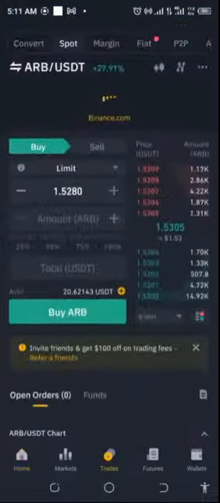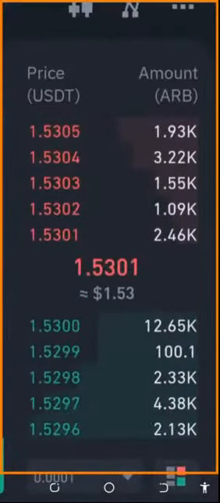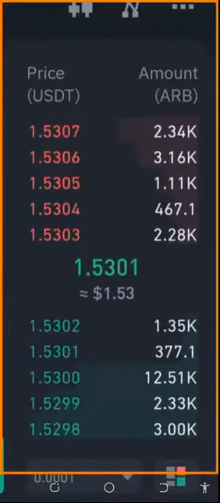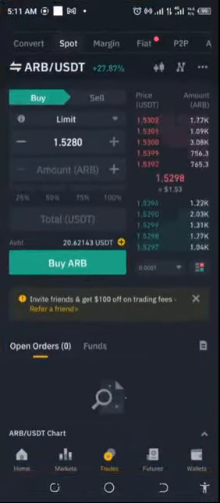As you can see, looking at it, it's still pumping, right? And look at the order book. You can see that it's still very alive and very active. These are the things you need to make sure exist when you're doing your spot trading.